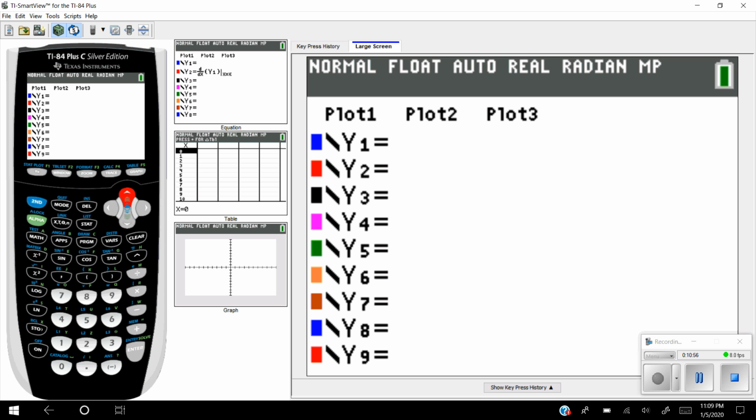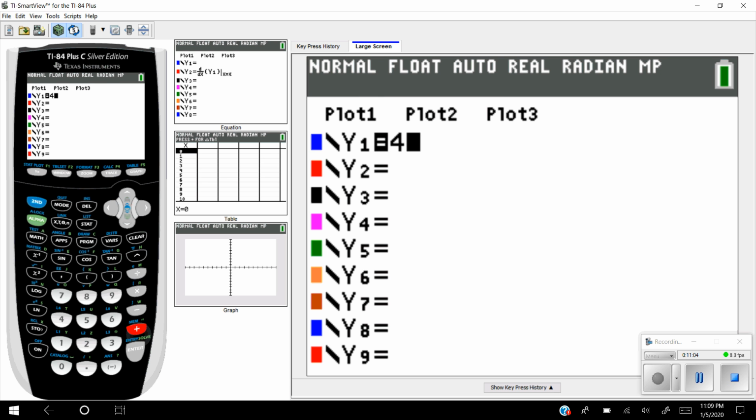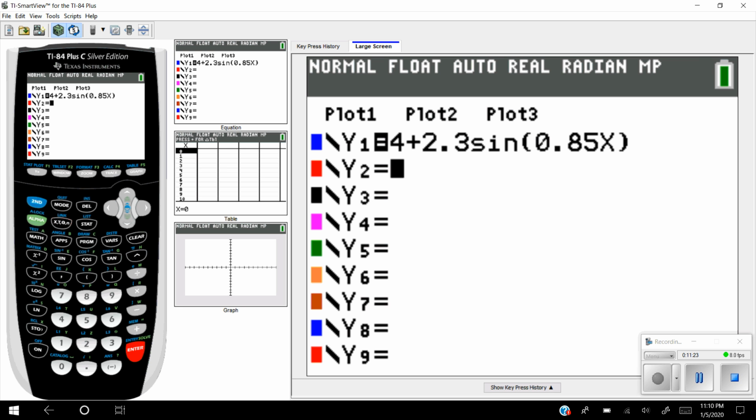And I'm going to store in here 4 plus, actually, better check to make sure I'm in radians. Yeah. 2.3 sine of 0.85x. That's right. Okay. So that's the velocity function.